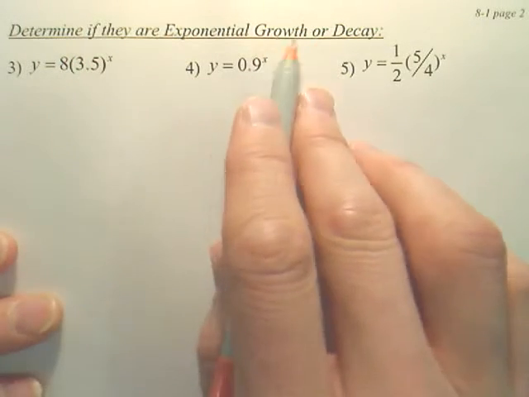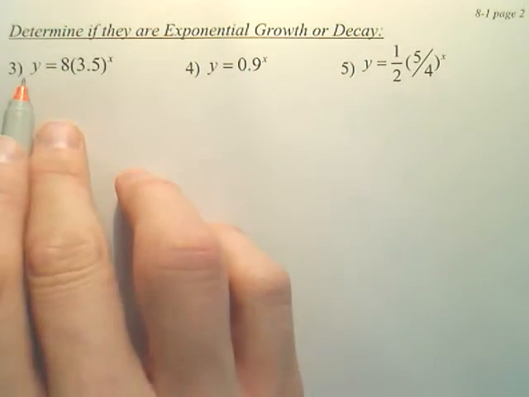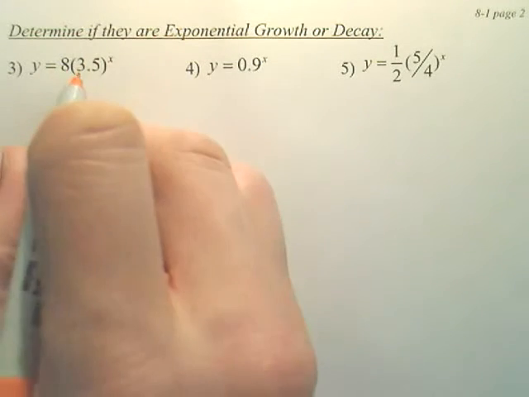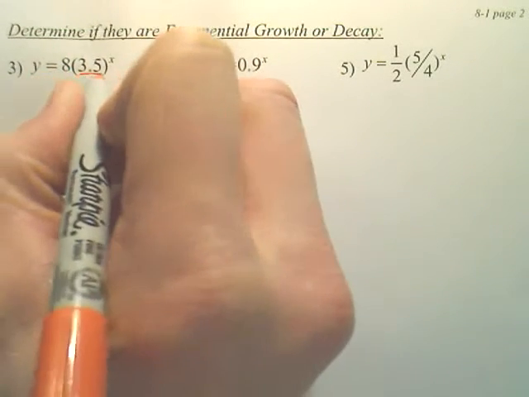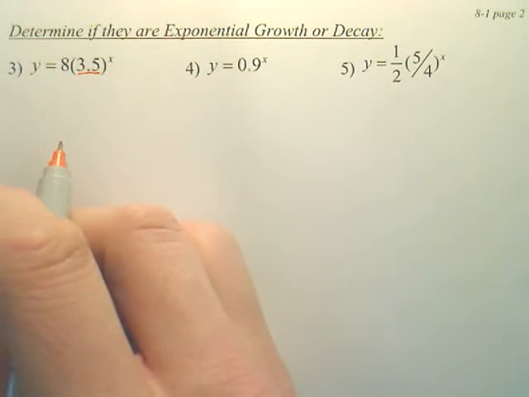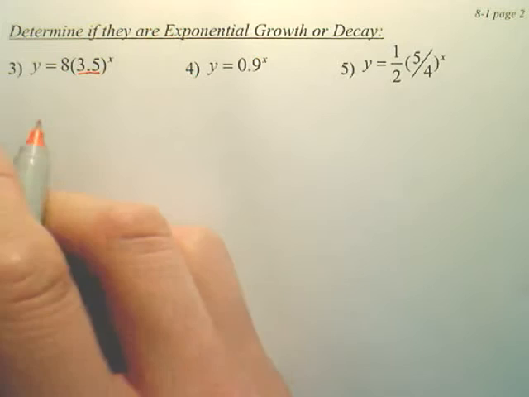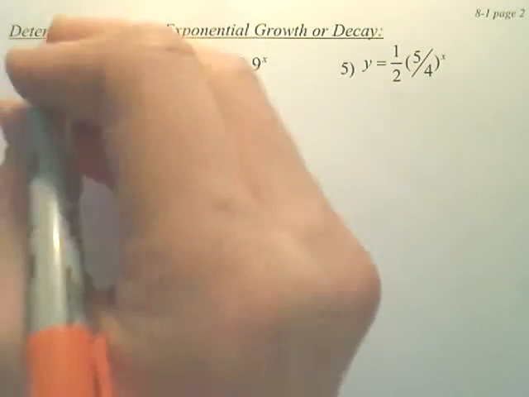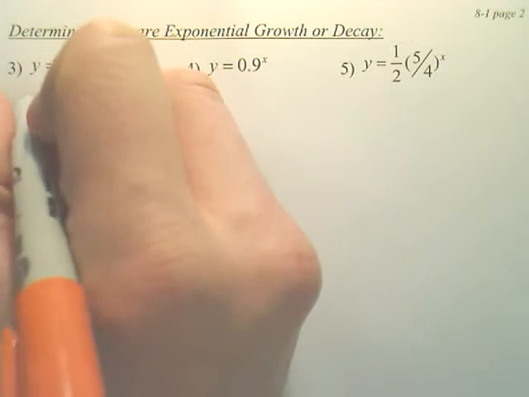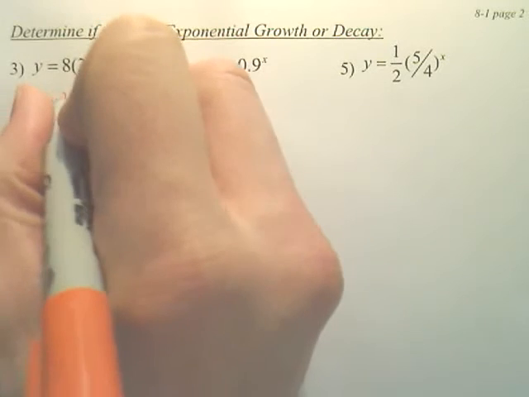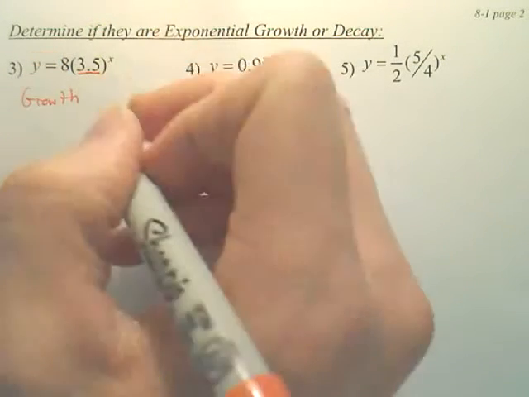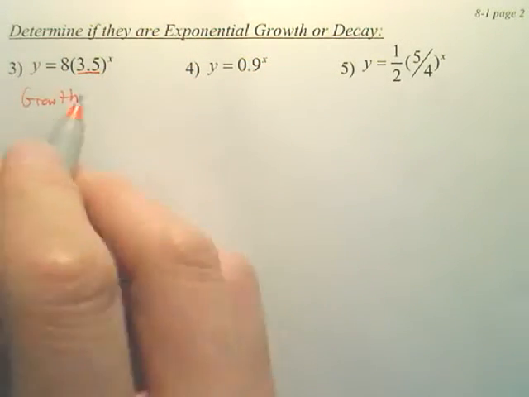Okay, determine if it's growth or decay. Now, if we look at this one, to tell if it's a growth or decay, what we're looking at is this number right here. If that number is greater than 1, it's a growth. If it's less than 1, it's a decay. That one is greater than 1, so this is a growth, because that right there is greater than 1.